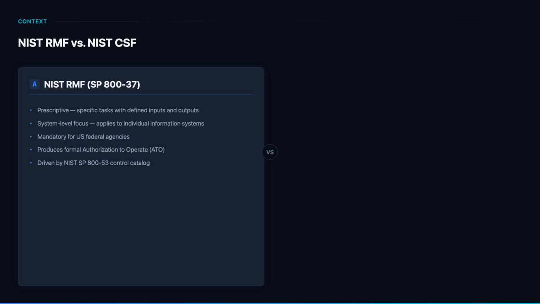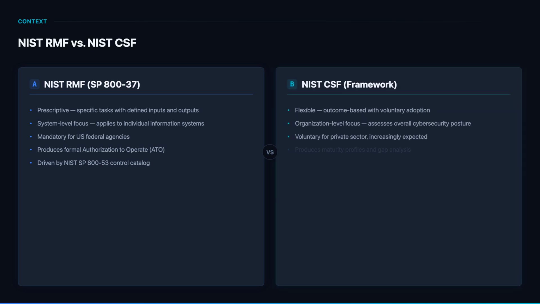The RMF is driven by the detailed NIST SP 800-53 control catalog with over 1,000 specific controls. The NIST CSF is flexible and outcome-based, designed for voluntary adoption. It focuses at the organizational level, assessing the overall cybersecurity posture rather than individual systems. It produces maturity profiles and gap analyses rather than formal authorizations. The CSF is organized around 6 core functions. The two frameworks are complementary. The CSF provides the strategic view, while the RMF provides the tactical implementation at the system level.